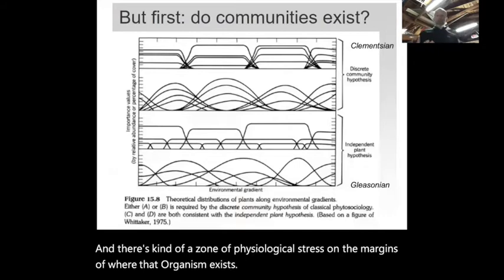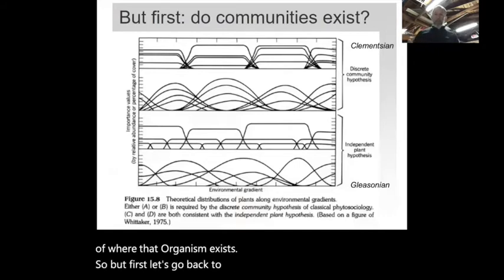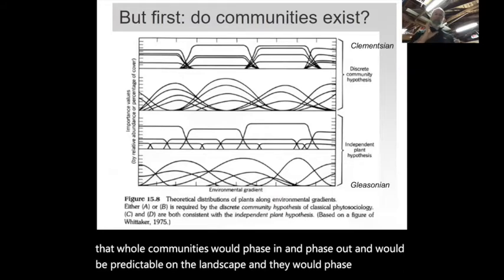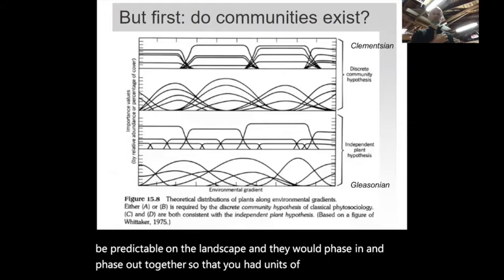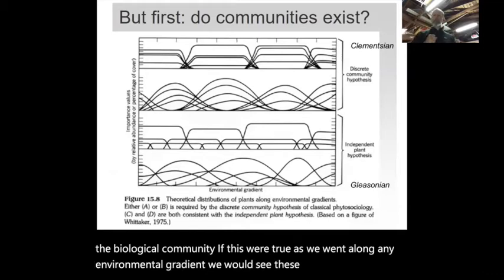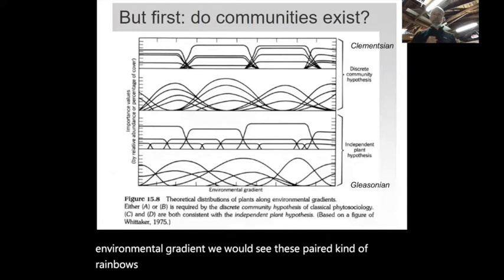But first, let's go back to this idea because we talked about the Clemences in a previous lecture. And the Clemences were fond of this notion that whole communities would phase in and phase out and would be predictable on the landscape, and they would phase in and phase out together so that you had units of organization that were the biological community. If this were true, as we went along any environmental gradient, we would see these paired kind of rainbows of distribution for suites of organisms.